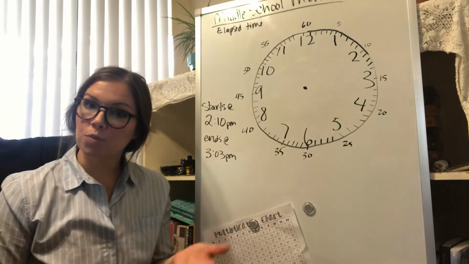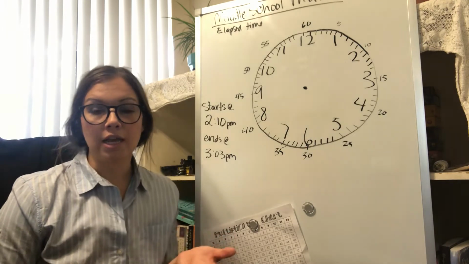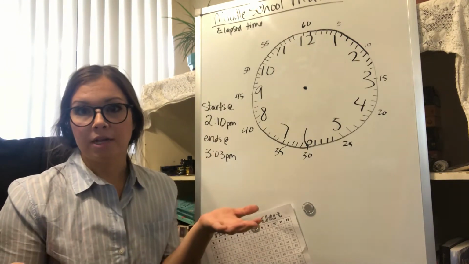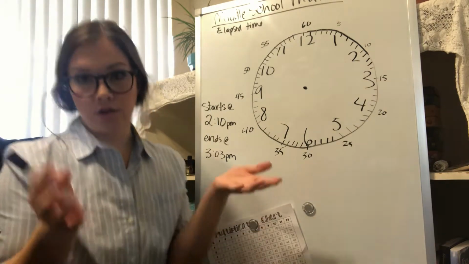Okay, if you had a doctor's appointment and it started at 6:30 and you got done at 7:15, the elapsed time would be 45 minutes. Okay, that's how long it took. That's how long you were there.